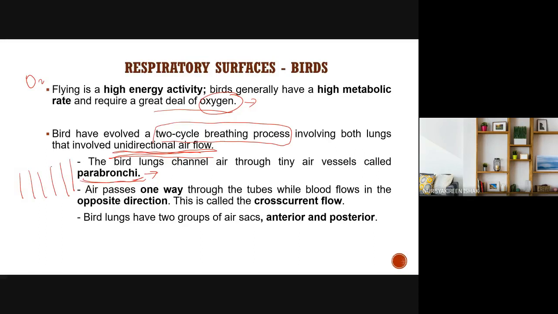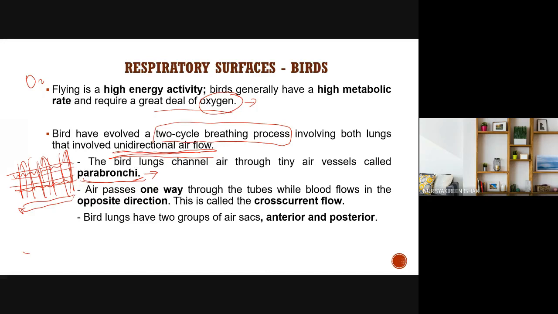So the air tubes, udara akan masuk lalu. Ini udara, kan? Okay, nanti akan ada blood vessels running across this like that. So these are blood vessels, and the blood will flow in this direction. As blood flows across the parabronchi, oxygen will enter into the blood vessels. So air passes one way through the tube while blood flows in the opposite direction.